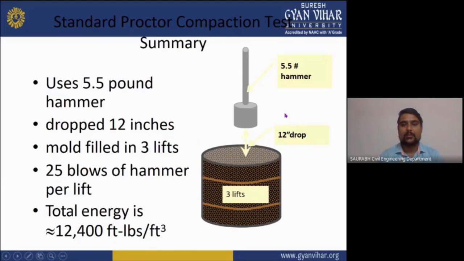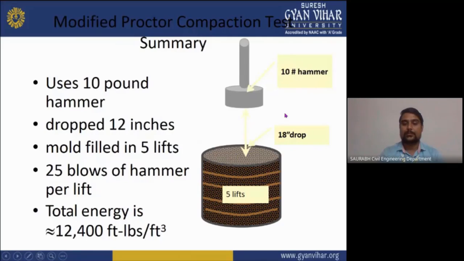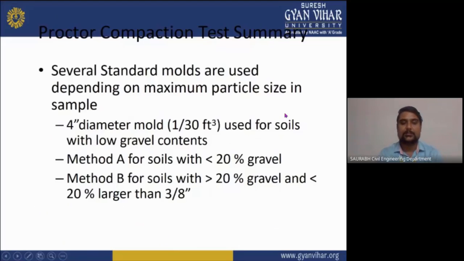Now we will see the summary of a standard Proctor test here. As you can see, that is your hammer, which has a weight of 5.5 lb, and there is also a drop distance which is given here, 12 inch. It uses a 5.5 pound hammer, 12-inch drop, mold filled in three lifts, 25 blows of hammer per lift. Total energy consumed here, as you can see, is 12,400 foot-lbs per cubic foot. And here, as you can see, that is the same thing.